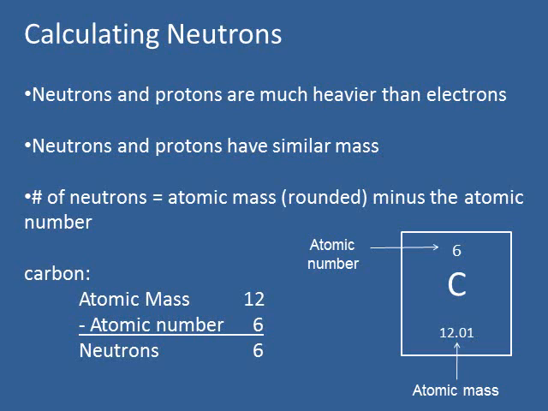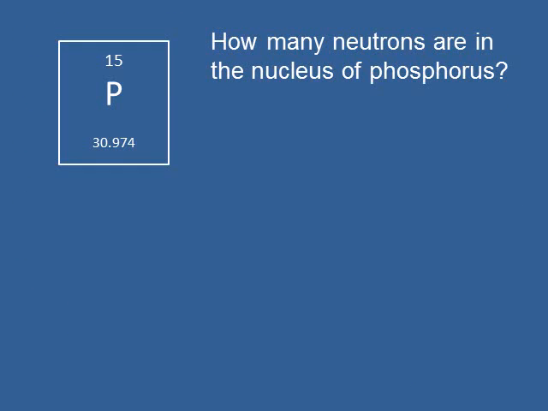And again, remember that the protons and neutrons are roughly the same size, and because they're so much heavier than electrons and make up the bulk of the mass, we simply have to subtract the number of protons from that total mass to roughly estimate the number of neutrons. So take a second here to pause and answer the following question. How many neutrons are in the nucleus of phosphorus?